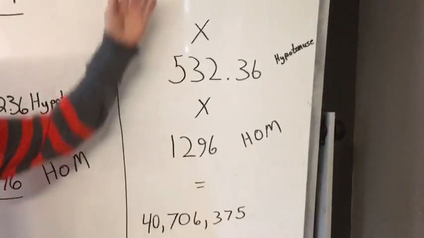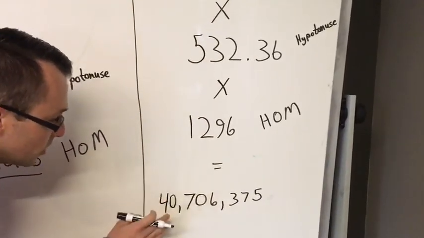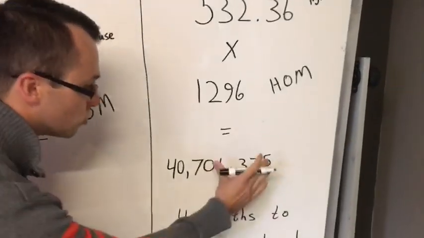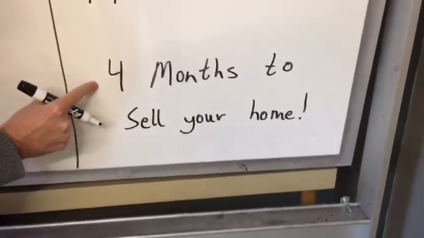So, going over to the totals here, we had 59 squirrels, a hypotenuse of 532.36, and 1,296 hours on market. You're going to multiply all these together. That's going to give you 40,706,375. You're going to drop everything except the first number, and that gives you 4 months to sell your home. Wow, that's it, guys. Absorption Rates Made Easy.